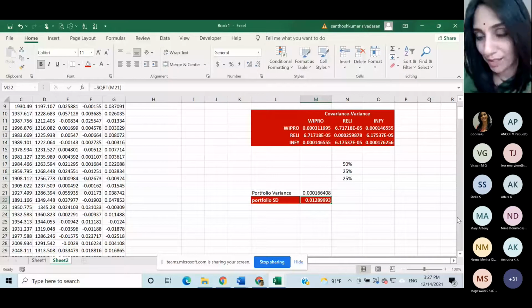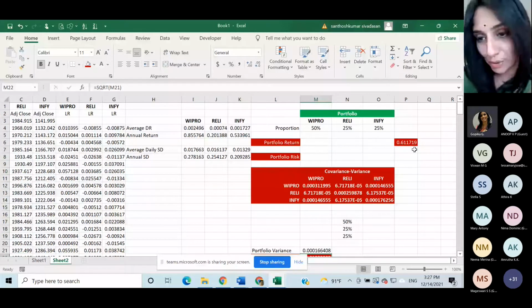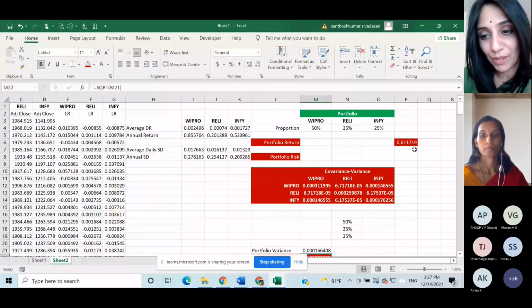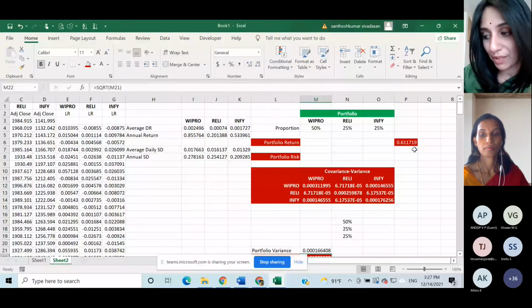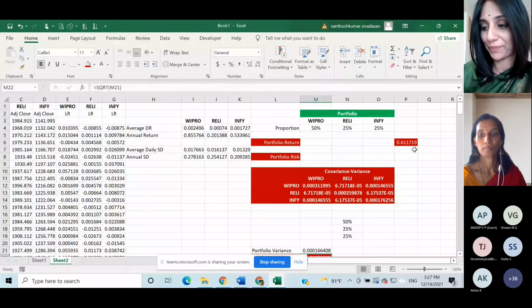Thank you so much, Dr. Santhosh Kumar, sir. It was truly very informative, and the technical knowledge regarding the stock returns will definitely enhance the researchers' vision. Thank you so much, sir.